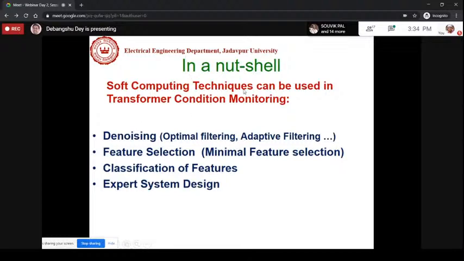There are different types of computing techniques nowadays, as I have shown you. You can use denoising and minimal feature selection, meaning we minimize the features, then classify. You can also design an expert system so that the data acquisition and analysis are performed by the expert system, and it gives you the result. So this is the overall scheme of condition monitoring in the recent era.